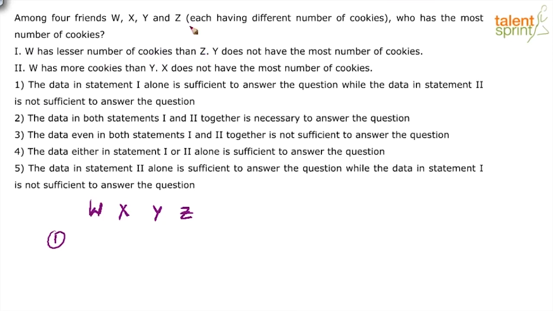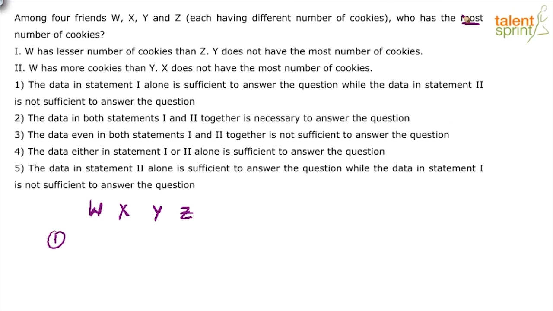Statement 1: W has a lesser number of cookies than Z. Now see, if you remember in ranking and ordering, this model 5 where we have discussed a smart way of solving such questions. He's asking us to find out the one who has got the most number of cookies: maximum, highest, lowest, heaviest, lightest, tallest, shortest. In such cases where you have to find the extreme, it's very easy to solve, right? Suppose the question says, who has got the second most number of cookies, then it will take a little more time, but who has got the most number of cookies is easy to identify.